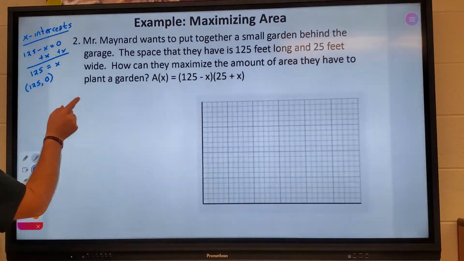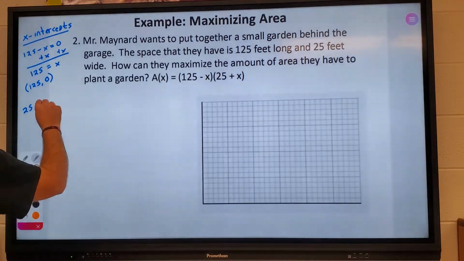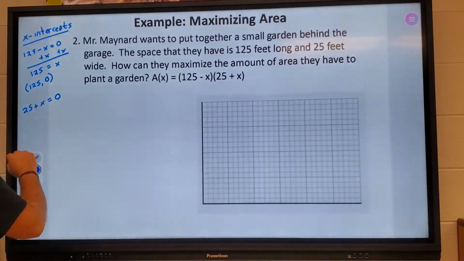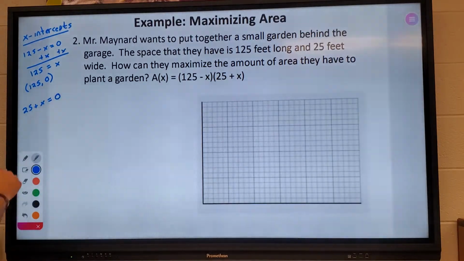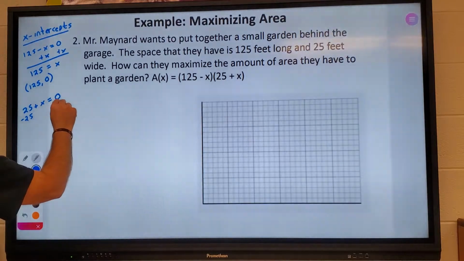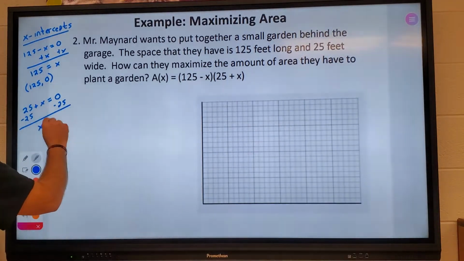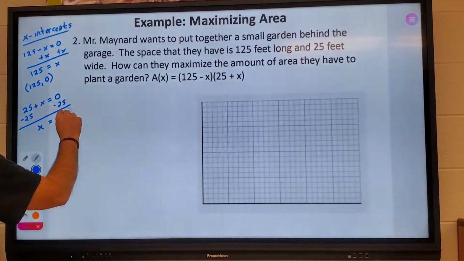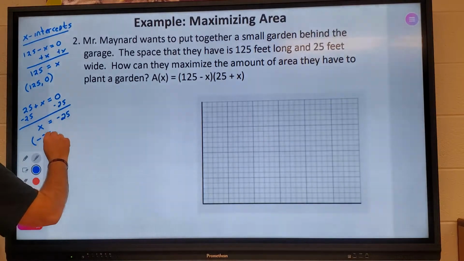And I'm going to do the same for the other one here. I'm going to take 25 plus x, and that equals 0. Here, since I have a positive on the x, I'm going to move the 25, and I'm just going to subtract 25 from both sides. This is then x equals negative 25, or it gives me an ordered pair of negative 25, comma 0.